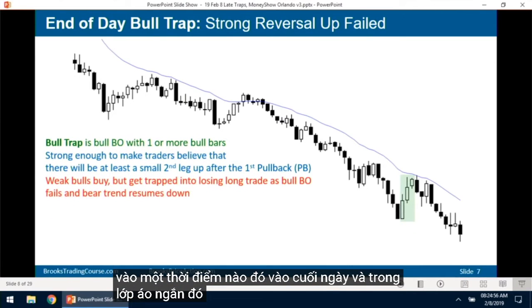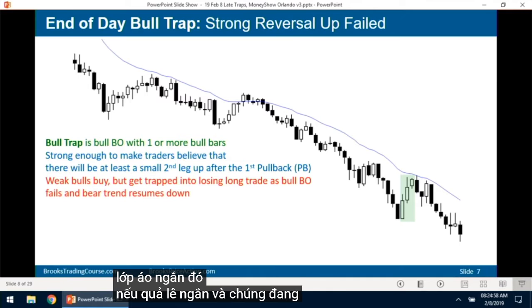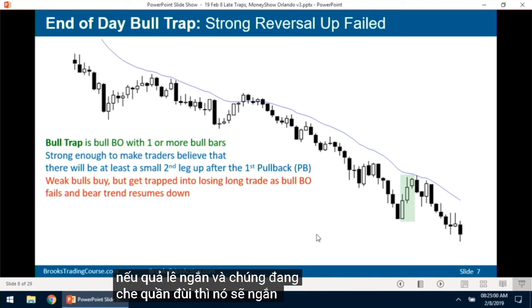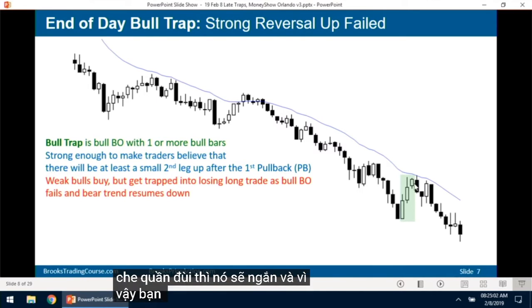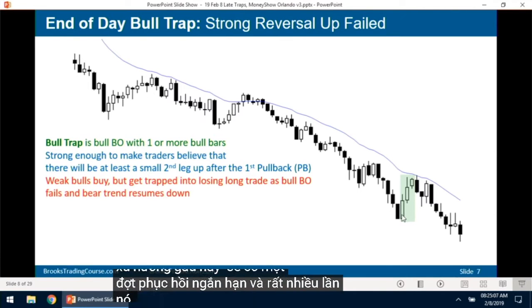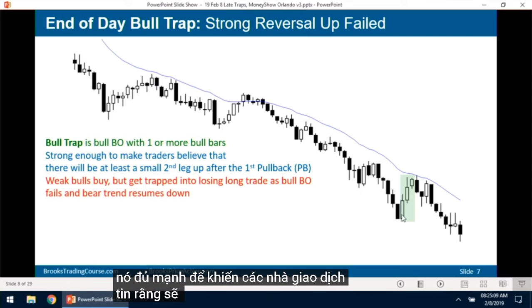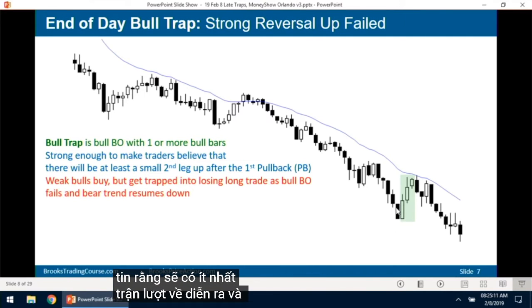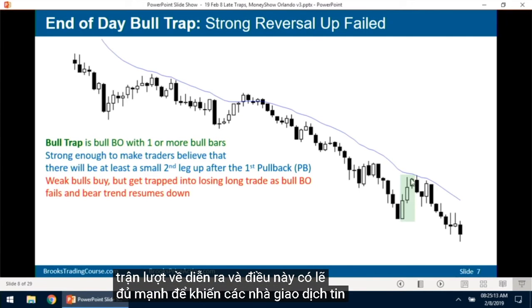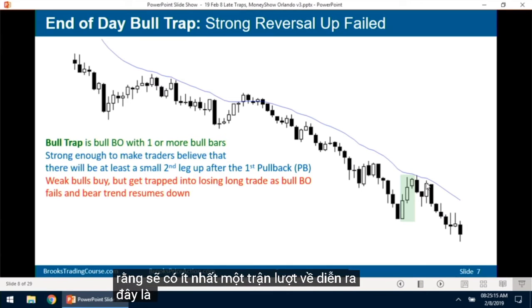And that's short covering. If bears are short and they're covering their shorts, it's short covering. And so you have to expect, anytime there's a bear trend, there's going to be a short covering rally. And a lot of times it's strong enough to make traders believe that there'll be at least a second leg up. This was the second leg up.